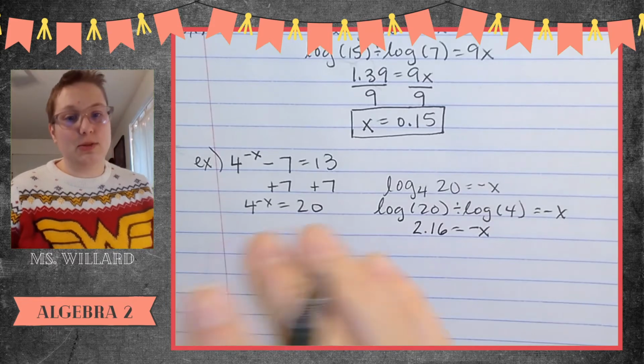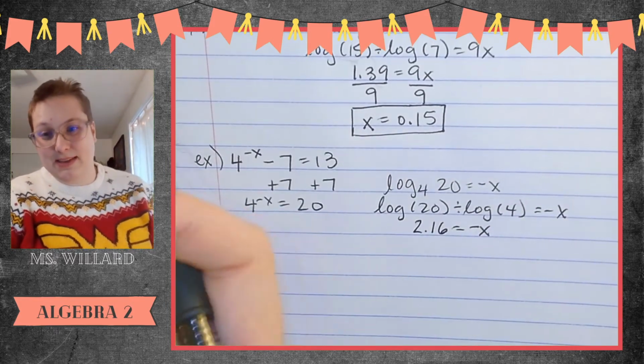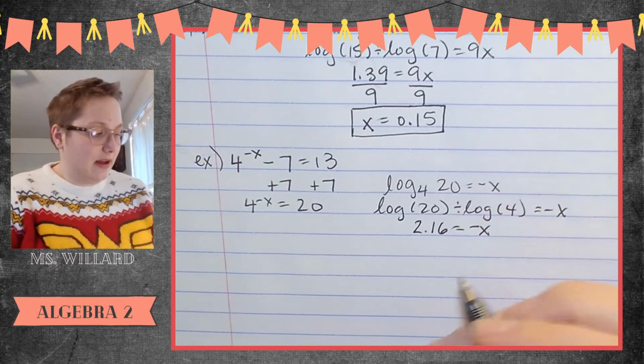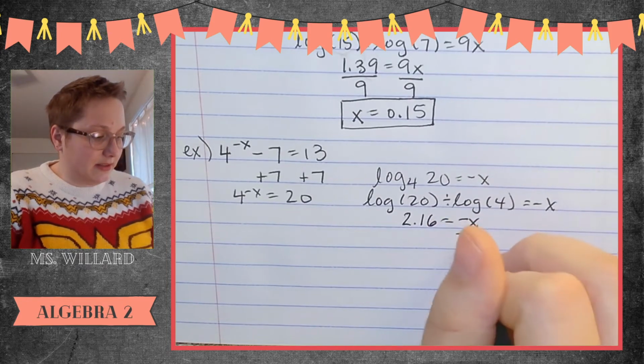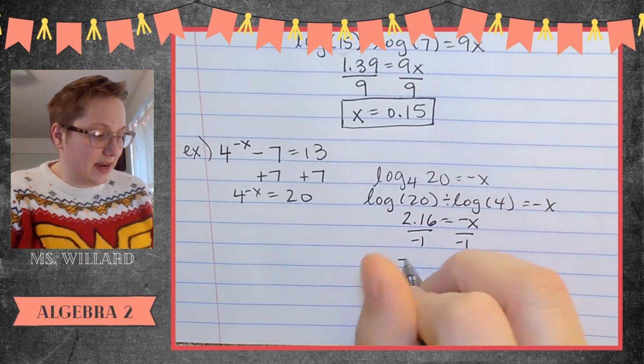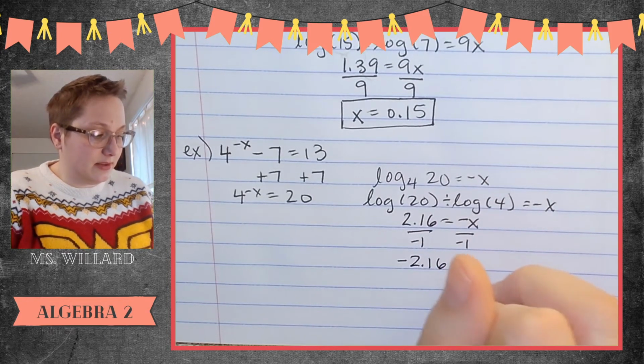Okay, now if 2.16 equals negative x, then positive x would be negative 2.16, but what most people do here is they'll divide by negative 1. So we get negative 2.16 equals x.